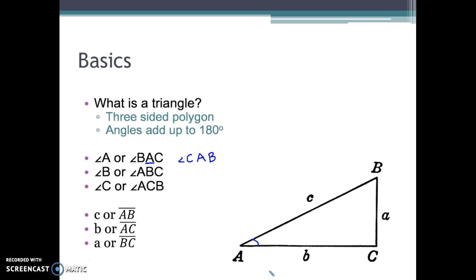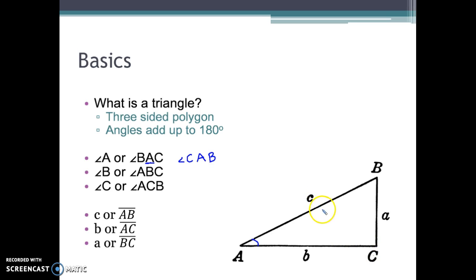Whenever you're referring to the sides, a general rule of thumb is you'll have a capital letter for the angles, and then the side opposite that angle is going to be the lowercase letter. So in this case, I have a capital A, and opposite the capital A is a lowercase a. Opposite the capital B is a lowercase b, and opposite the capital C is a lowercase c.